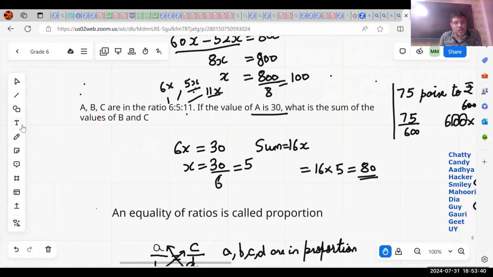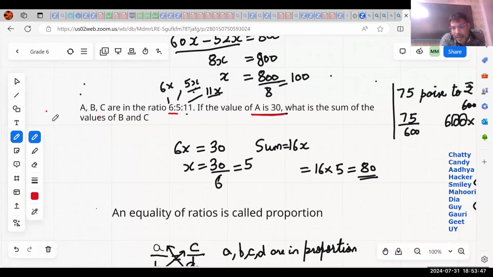So Smiley, do you have doubts in this question? Beta, A is 30, and A, B, C are in the ratio 6 is to 5 is to 11. So Smiley, are you there? Yes, sir. So we can take them as 6x, 5x and 11x, correct? Yes, sir. Now A is 30. So 6x equal to 30, x equal to 30 upon 6, that is equal to 5.